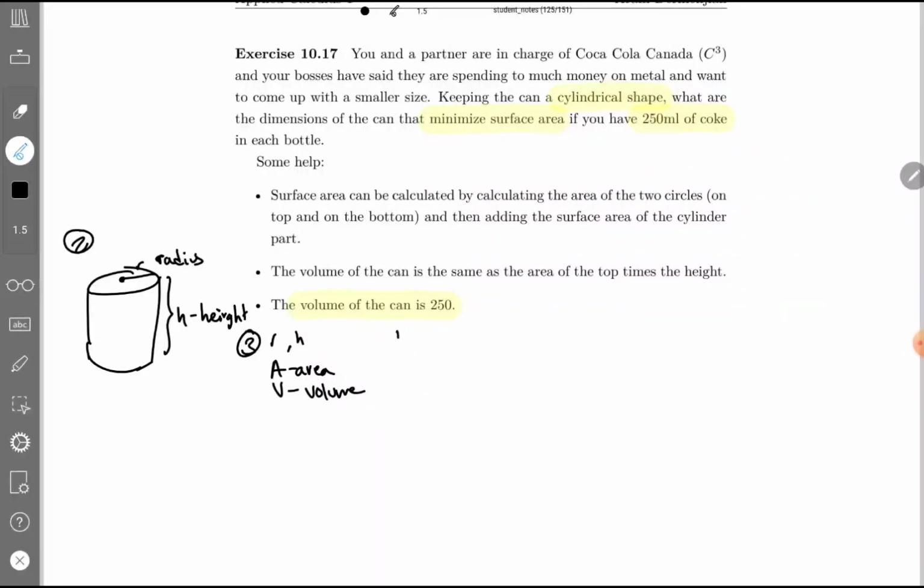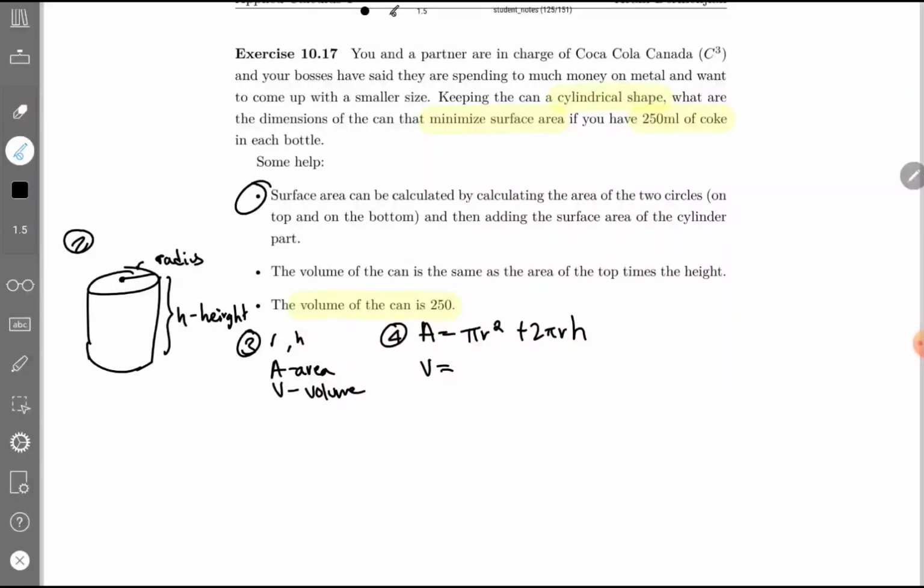And so part 4, we know area. The surface area can be calculated by calculating the area of the 2 circles. So we have 2 tops, so we have 2 pi r squared. Then adding the surface area of the cylinder part. That's just the circumference times the height, 2 pi r h. This is something I would kind of expect you to be able to find or look up. So I would give you some hints like this in the future.